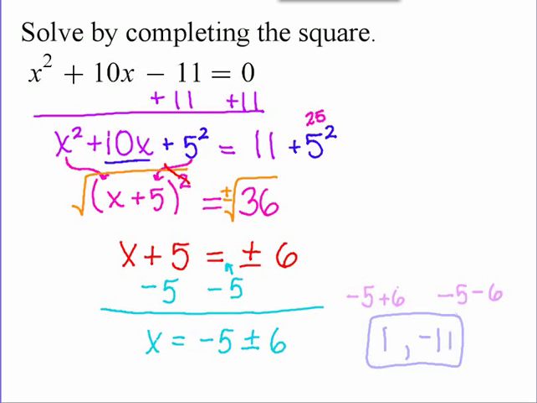Now just for kicks, I've got x squared plus 10x minus 11 equals 0. Just for kicks, how would I factor that?